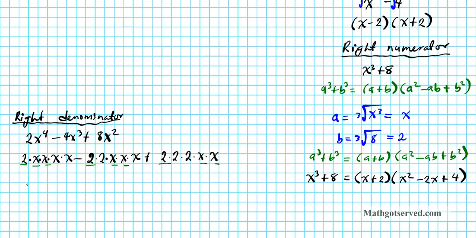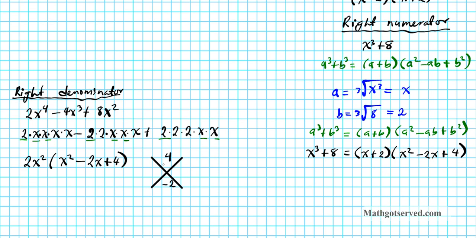So that yields 2x squared on the outside, and on the inside we're left with x squared minus 2x plus 4. Okay? Let's see if we can factor this quadratic trinomial on the inside. So AC is 4, and B is negative 2. What two numbers multiply to give you 4 and add to give you negative 2?